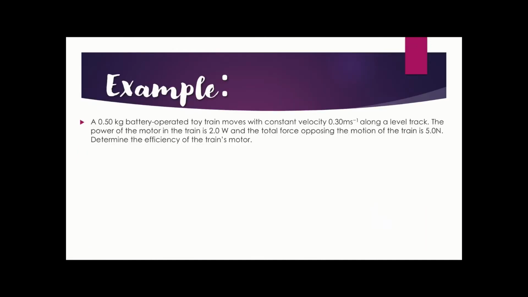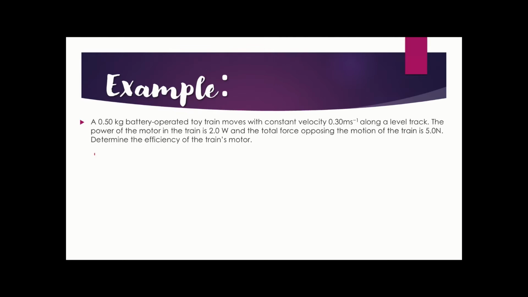Let's solve a problem. A 0.50-kilogram battery-operated toy train moves with a constant velocity of 0.30 meters per second along a level track. The power of the motor in the train is 2 watts, and the total force opposing the motion of the train is 5 newtons. Determine the efficiency of the train's motor.